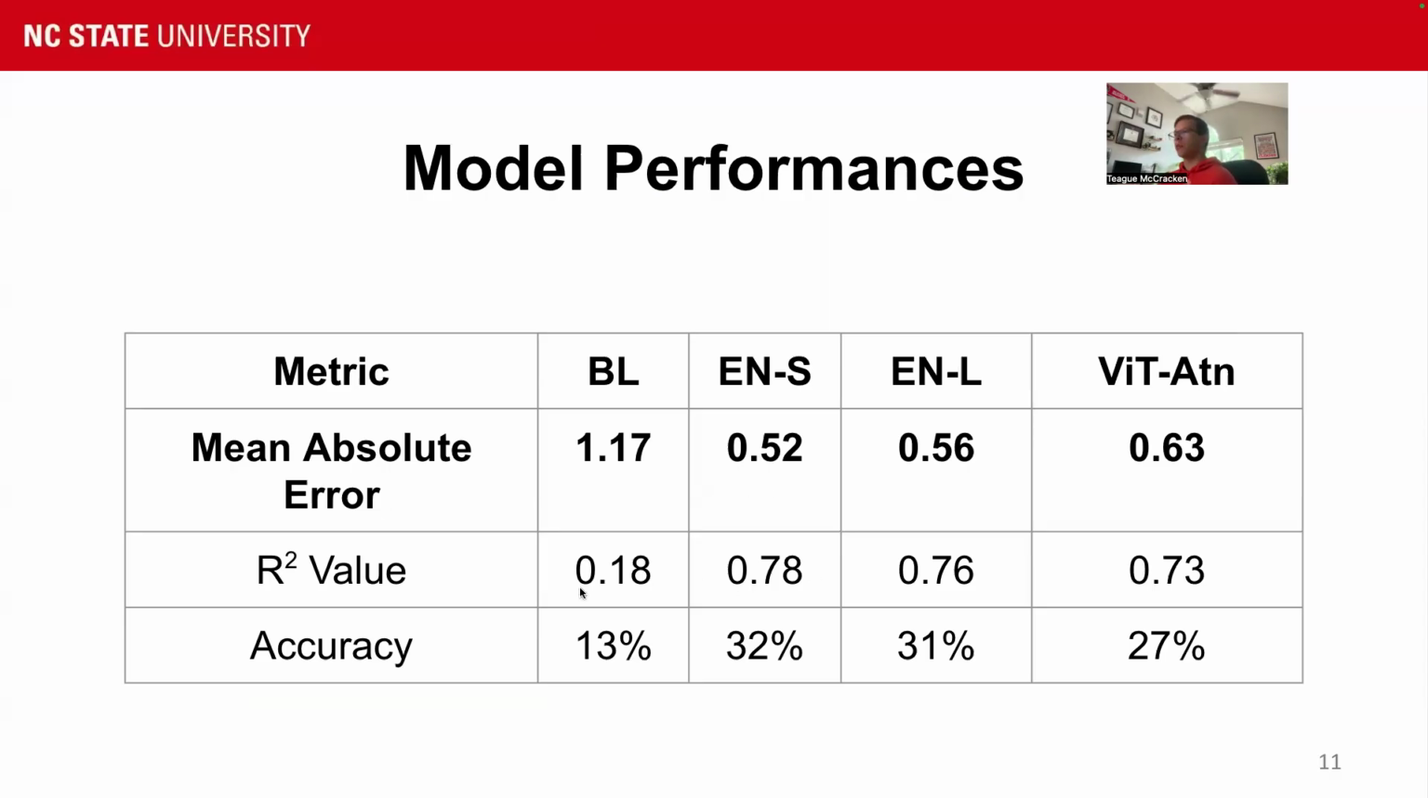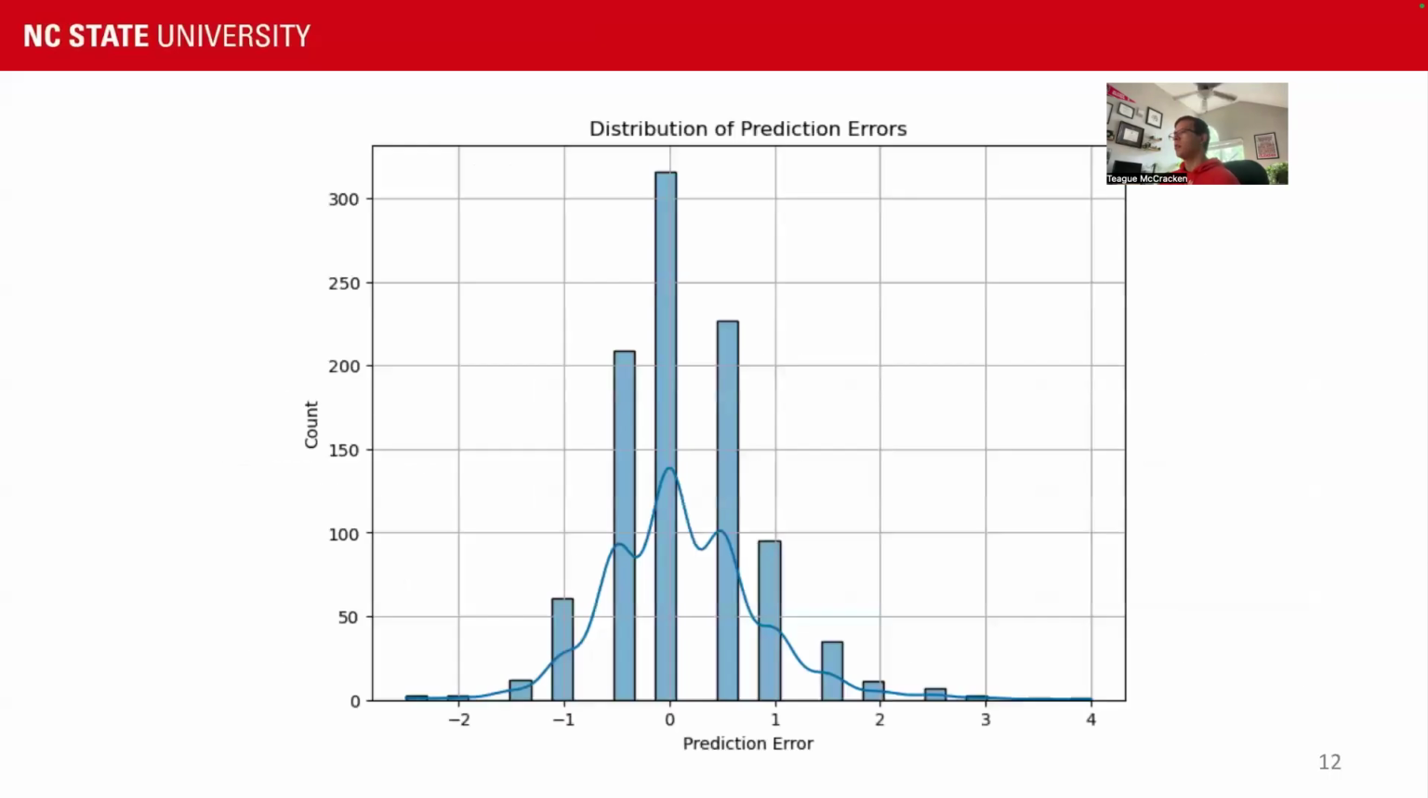R squared is great for comparing between models, so this is between our predicted values and our actual values. Accuracy, we see, is low, and that's why this isn't always the best metric, because the mean absolute error is really what we care about. Even though our accuracy is low, we still see that it is consistent with our actual scores, and the mean absolute error is good. Here's our distribution of prediction errors.